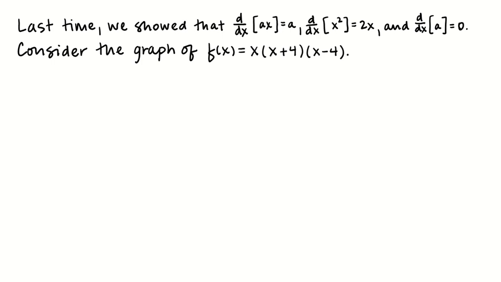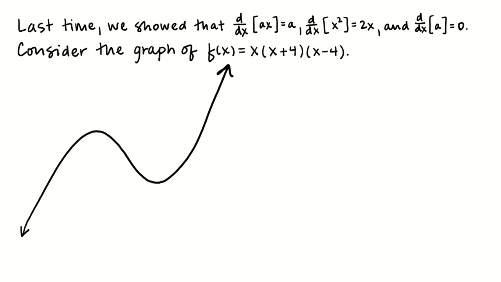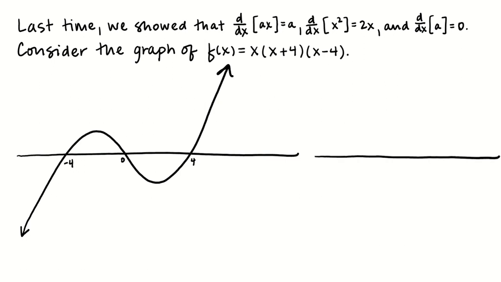Okay. So I'm going to consider the graph of f of x as x times x plus 4 times x minus 4. I'm just going to draw you a quick sketch. I think for our purposes, that's going to do just fine. I want my axis to be pretty evenly spaced. So I'm going to say that this is -4, this is 0, and that's 4. What I'm planning on doing here is sketching the derivative of f. This is the graph of f, and I'm going to sketch the graph of its derivative. And then hopefully we'll notice a pattern here.